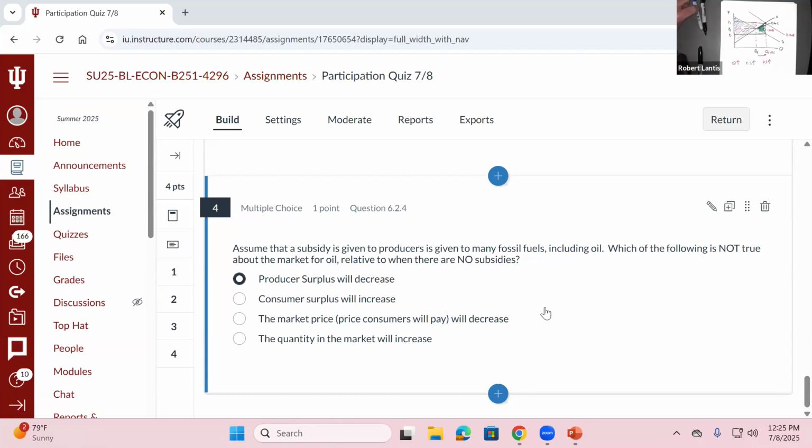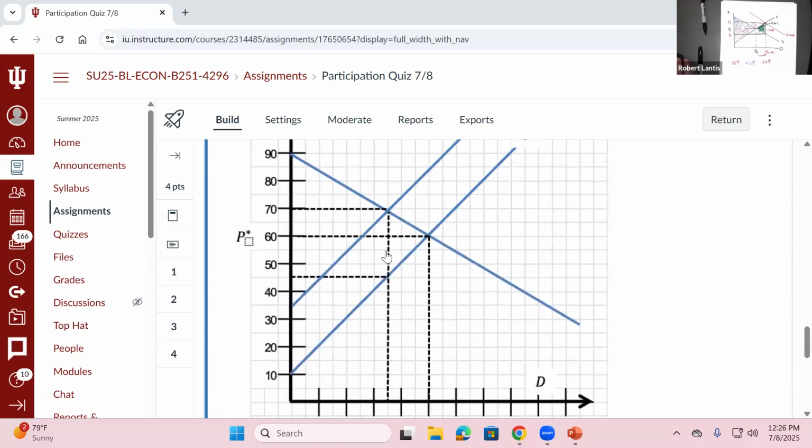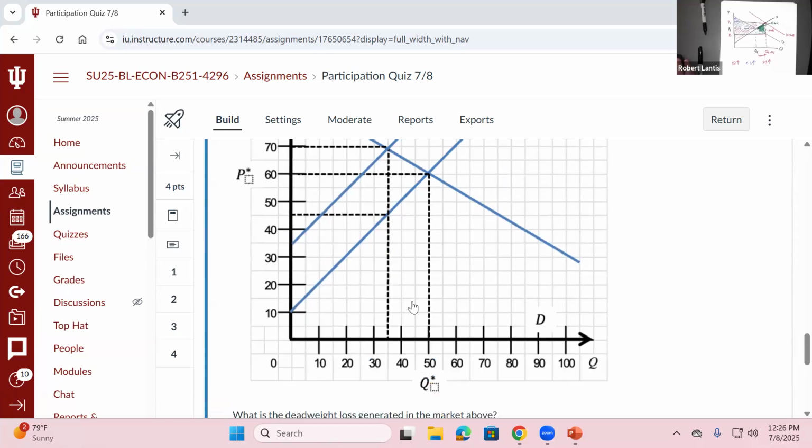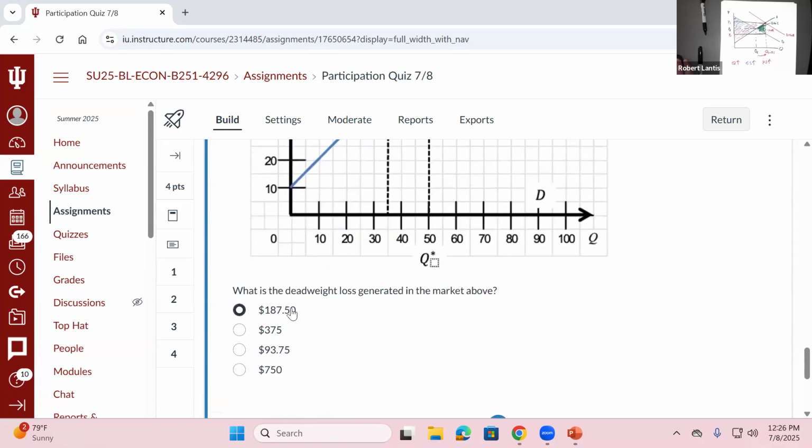What's happening to total surplus? This wasn't one of the possible options, but because we've created deadweight loss, total surplus is actually going down. And then question 3: if we take the height, that was the value of the tax, 25, times the reduction in quantity of 15, 25 times 15, it's a triangle, so times a half, should give us that 187.5.